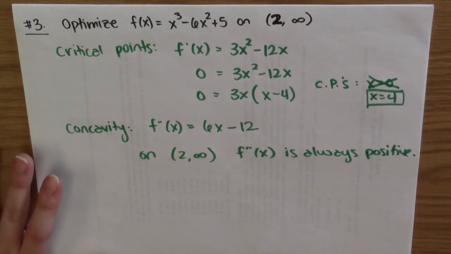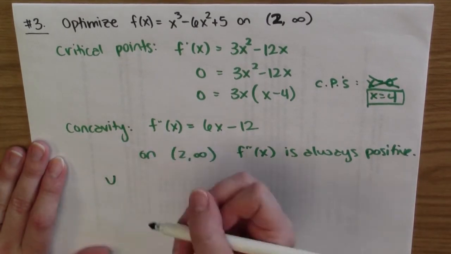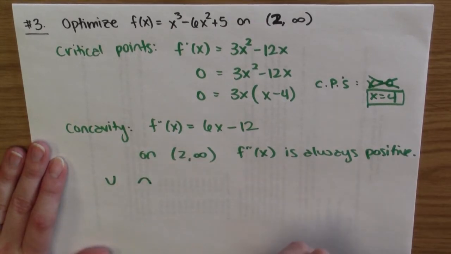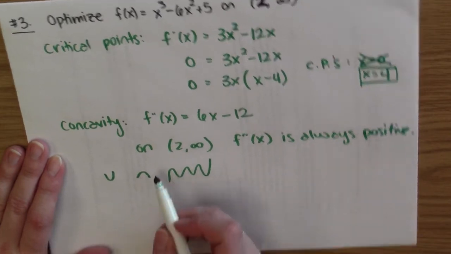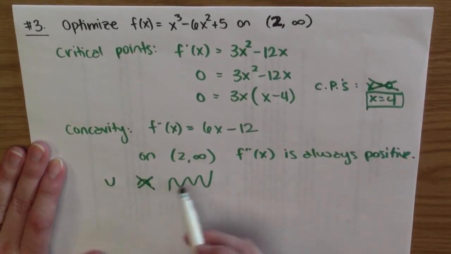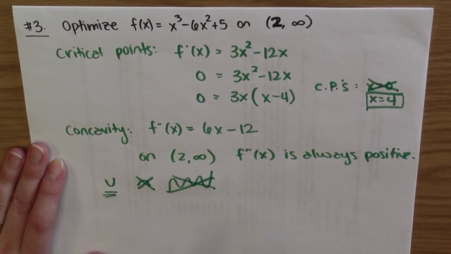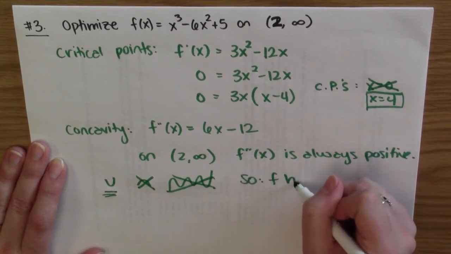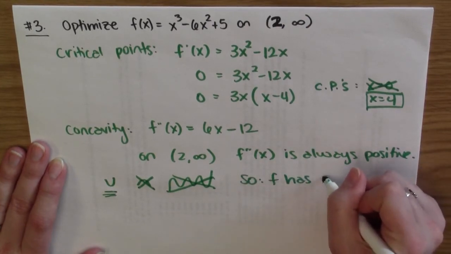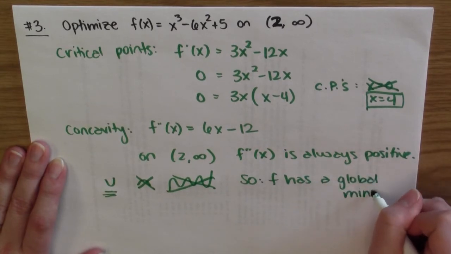Well, what does that mean about the shape of the function? If I'm considering my options, I could have a function that looks like this, I could have a function that looks like this, I could have a function that wiggles around a whole bunch. Well, here this is concave down, and this switches concavity a whole bunch, so I don't have this kind of option. So really, I'm just left with a function that looks something like this, which means f has a global minimum.